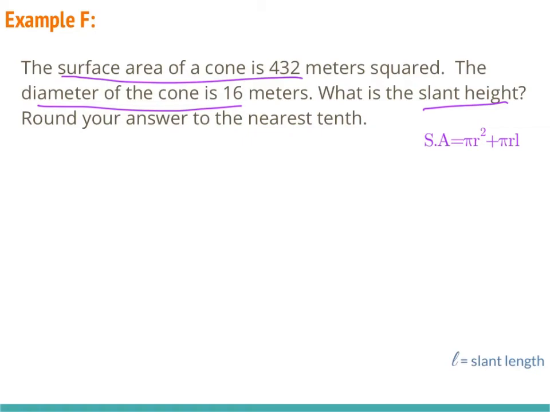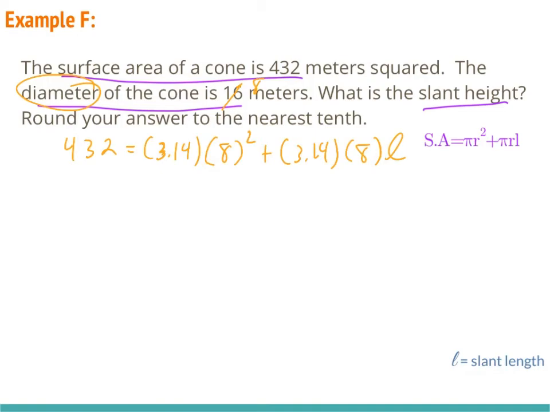So now let's go ahead and plug in the information that we do have. So we're going to have surface area. Oh, wait, we do already know our surface area, so we don't have to worry about that. Our surface area is 432. It's going to be equal to pi, so our pi is 3.14, times our radius. They didn't give us a radius, but luckily for us, they did give us our diameter. Our diameter is going to be double whatever our radius is, so take our 16 and cut it in half. That's going to give us 8, so our radius is going to be 8 squared plus pi r, so again we've got 3.14 times our radius, which again we just found was 8, but then we don't know our slant length. That's the whole point of this whole thing. So let's go ahead and put an L there since we don't know that.